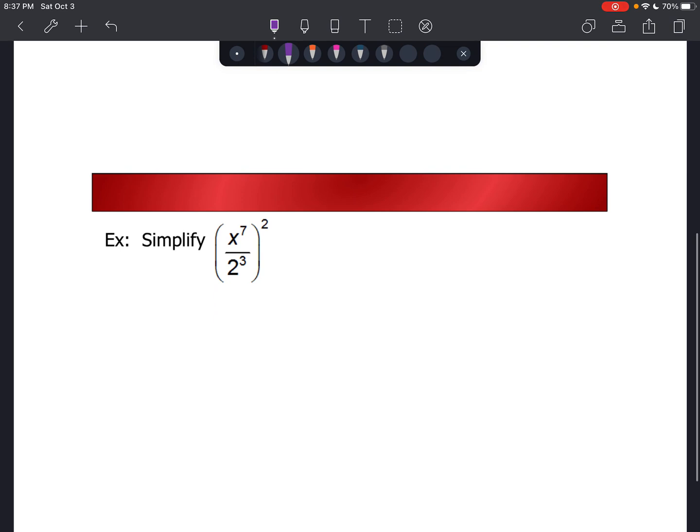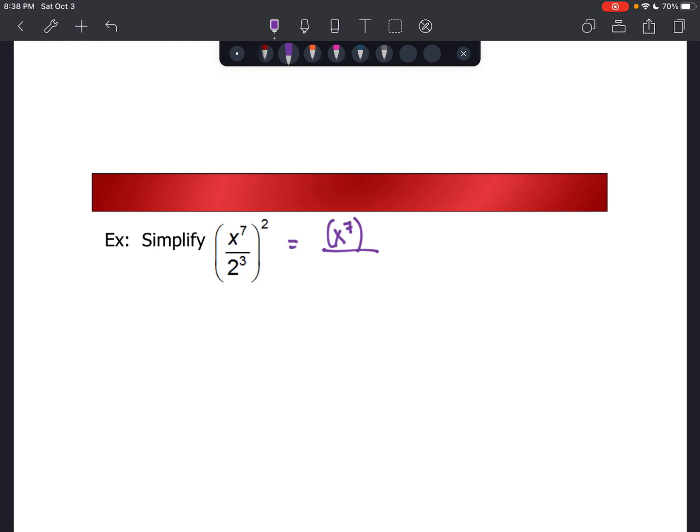I'll do this one as an example. x to the 7th over 2 cubed, all to the 2nd power. Now you may not need this. You may say, I don't need you to do this one. So go ahead and give it a try. Press pause, and I'll come back. And I am back.